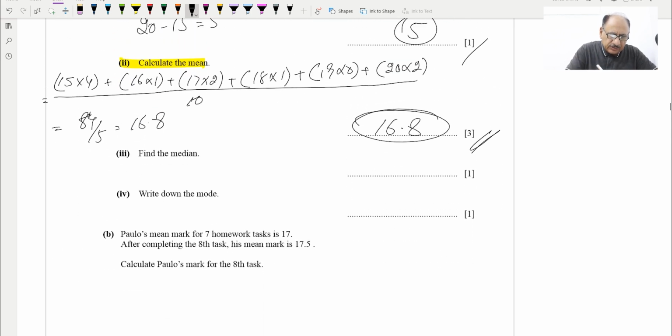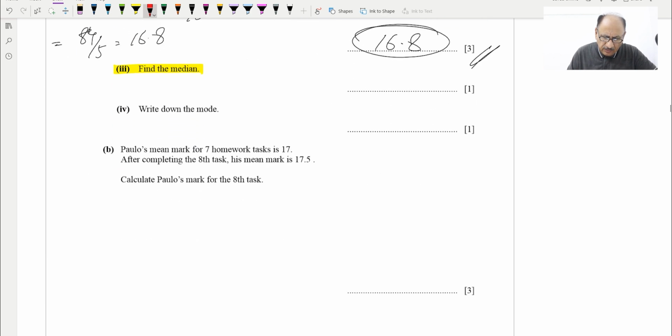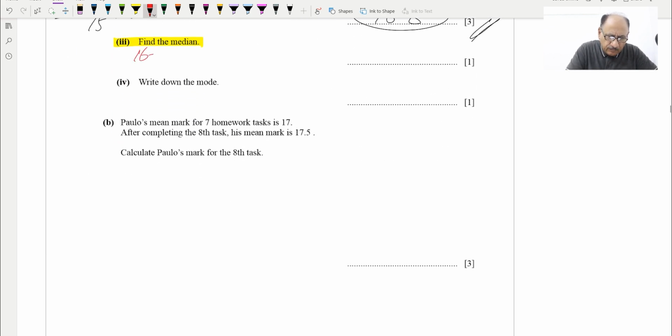Now next they are saying find a median. Median will be the middle value, so we can take the middle numbers. So total frequency is 10, so we can take 5. So one number will be 16, the other number will be 17, so we can write 16 plus 17 divided by 2, which is equal to 16.5. So our answer will be 16.5. Working is not required as it is 1 mark question, so I've just written for your explanation.